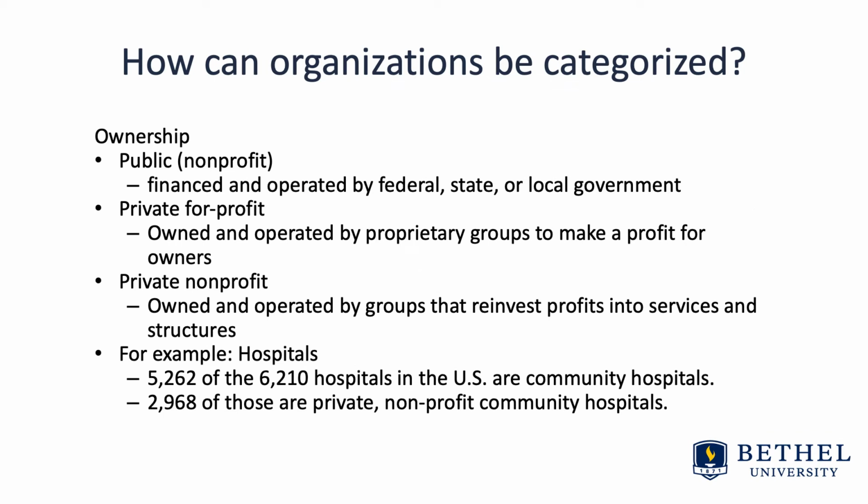Organizations can be further categorized in terms of their ownership. Let's think about hospitals for an example. All hospitals are either public or private. Most hospitals in the United States are private, nonprofit, community hospitals. According to the American Hospital Association, or the AHA, 5,000 of the 6,000 hospitals in the United States are community hospitals. About 3,000 of those are private, nonprofit community hospitals.